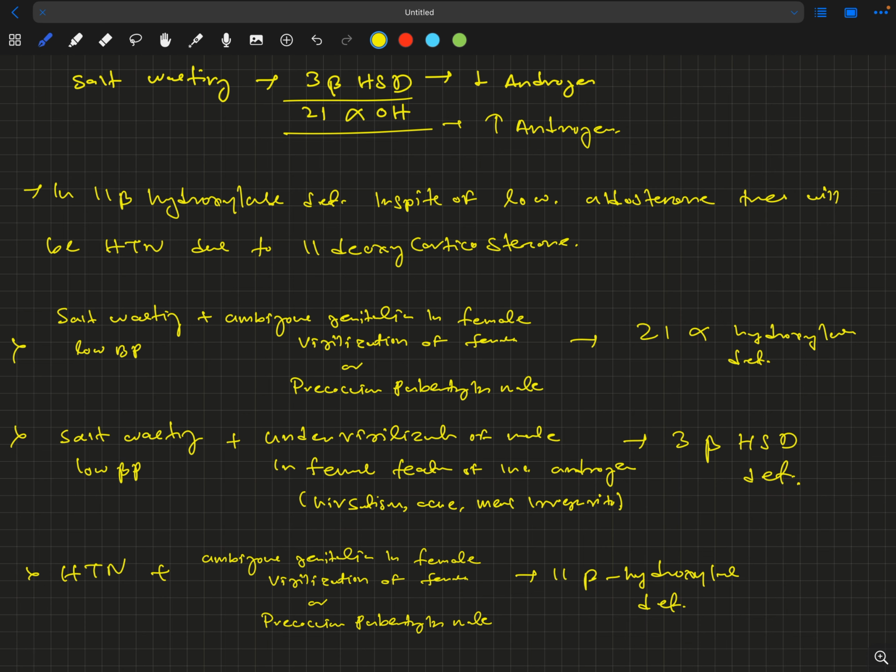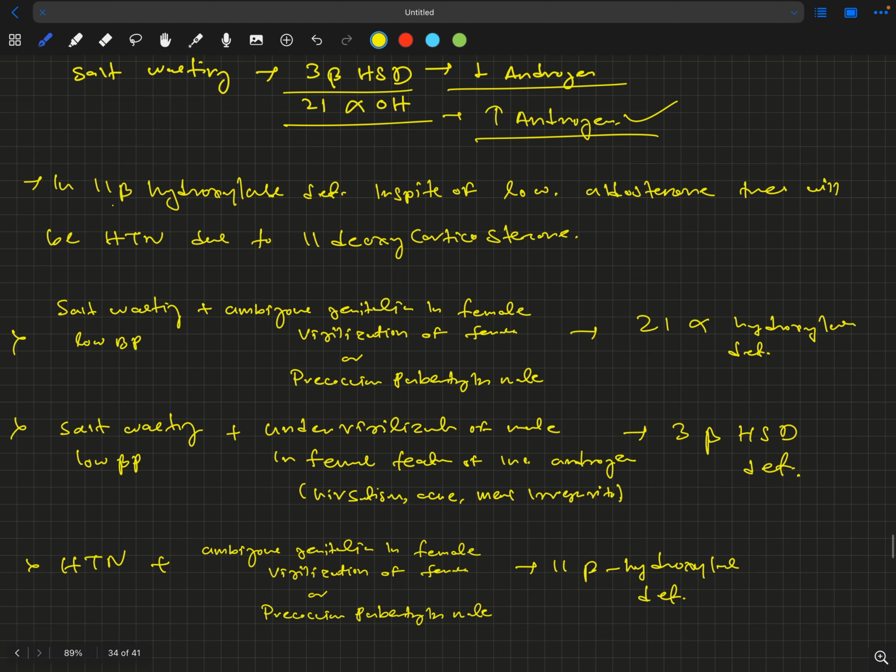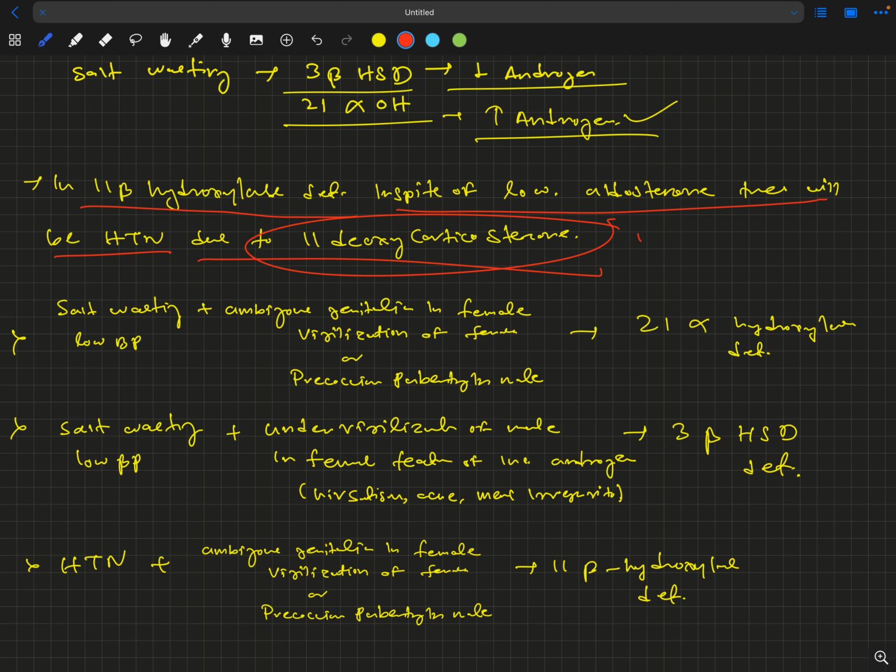In case of 21 alpha hydroxylase deficiency, there will also be salt wasting. But in 3 beta hydroxysteroid dehydrogenase deficiency, there will be decreased androgen, whereas in 21 alpha hydroxylase deficiency, there will be increased androgen, as per the pathway discussed earlier. In case of 11 beta hydroxylase deficiency, in spite of low aldosterone, there will be hypertension due to 11 deoxycorticosterone.